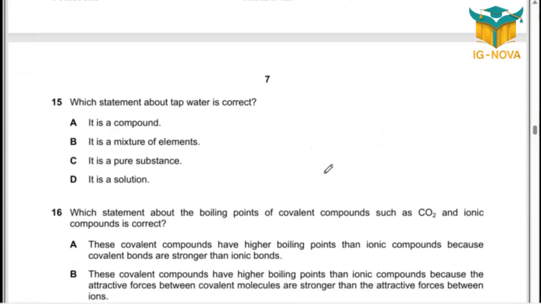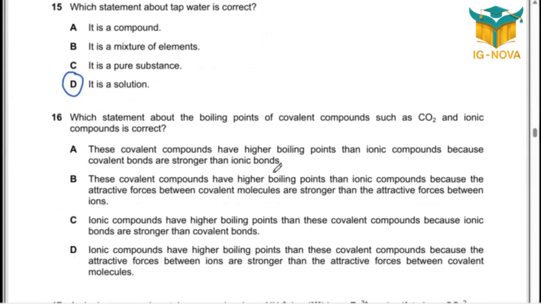Tap water. We don't use tap water in the lab because water has many impurities. So a solution, it contains many impurities. Many impurities are dissolved in it. So a solution. By the way, tap water is a solution is a definition you have to know. That's why we prefer using deionized water or distilled water because it contains very few or no impurities at all.